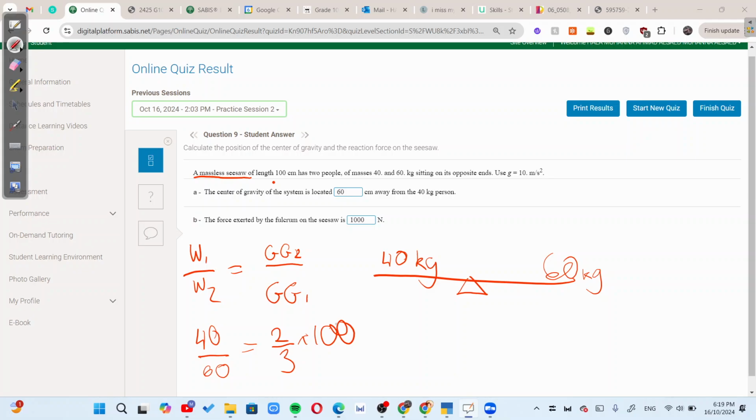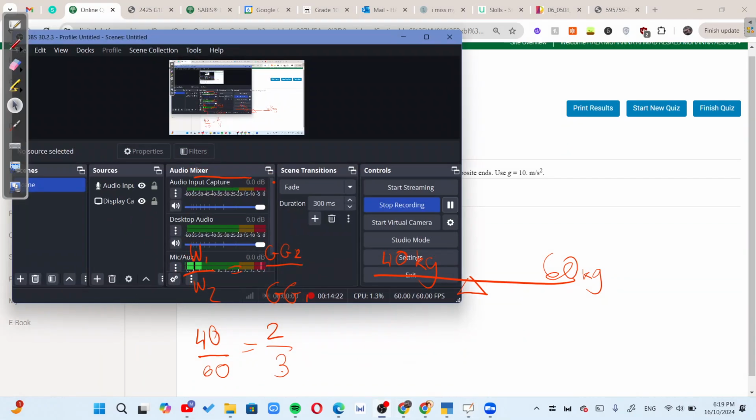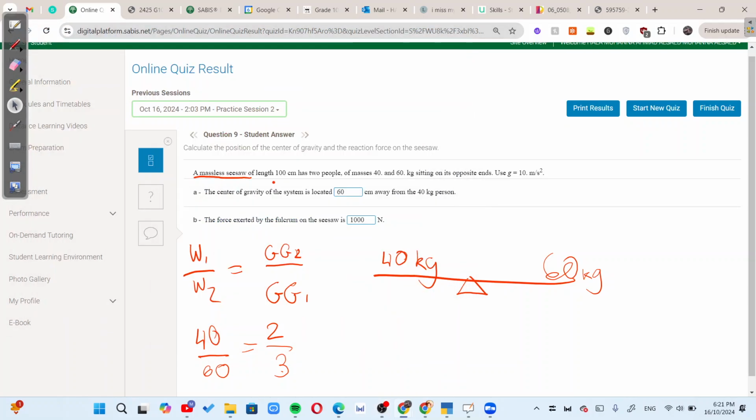I think that's what I did. Wait, no, what did I do? You don't multiply it by 100. Sorry, guys. You just take your ratio, which should be 2 over 3 once you simplify this. So, sorry, this is your ratio.